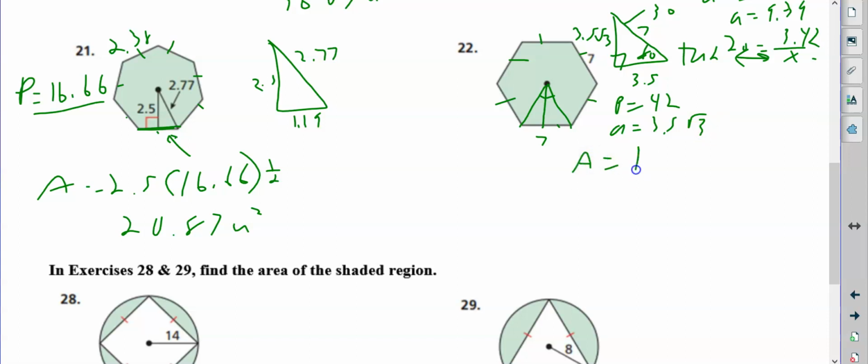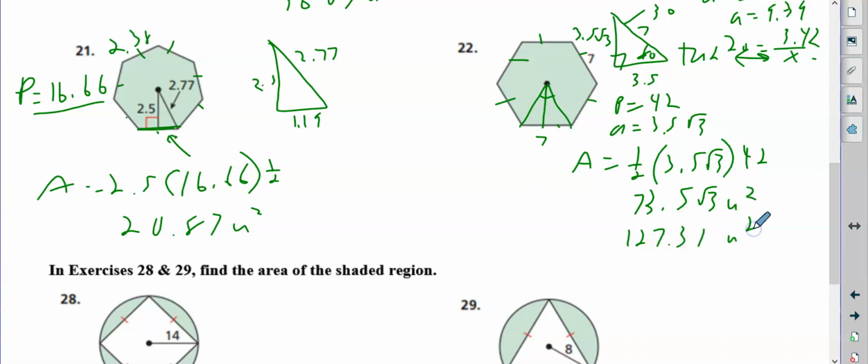So the area is 1/2 times 3.5 root 3 times 42. That's 73.5 root 3, which is acceptable, or 127.31 units squared.